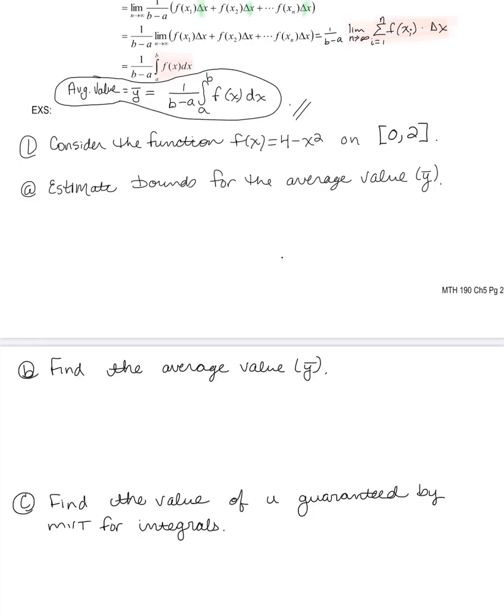Number 1 here, consider the function, a nice parabola, 4 minus x squared on the interval from 0 to 2. And the first thing I want us to do, before we actually find the average value, is predict a range of values or some bounds on what our answer will be, just thinking about this reasonably.